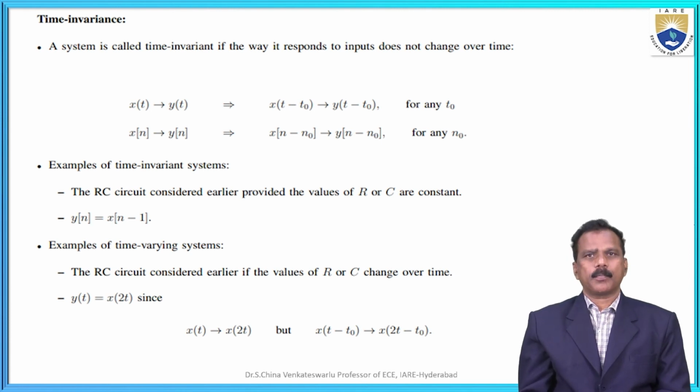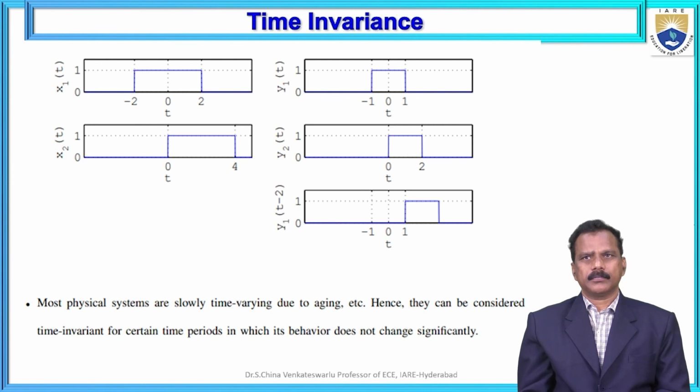Graphically, to verify time variance we plot t versus x1 of t, t versus x2 of t, t versus y1 of t, t versus y2 of t, and y1 of t minus 2. Most physical systems are slowly time varying, hence they can be considered time invariant for a certain time period in which their behavior does not change significantly.